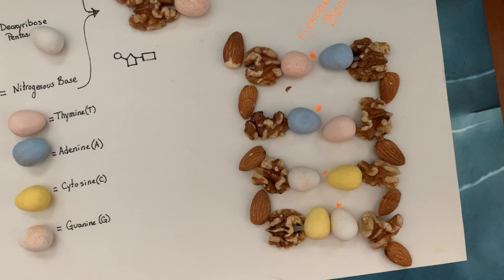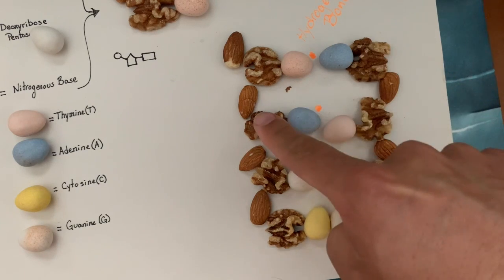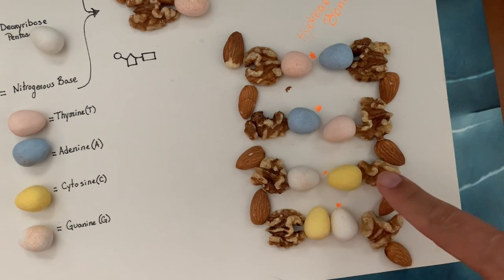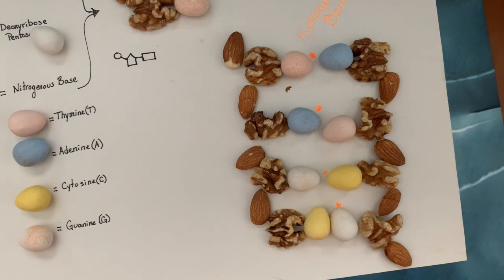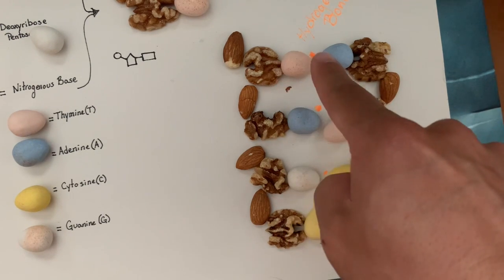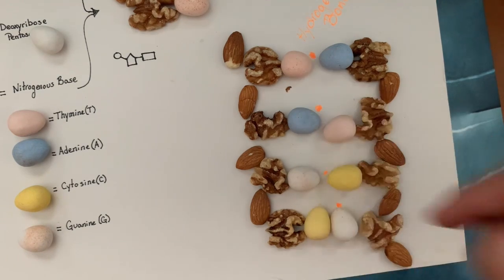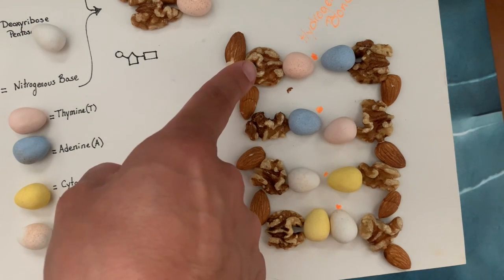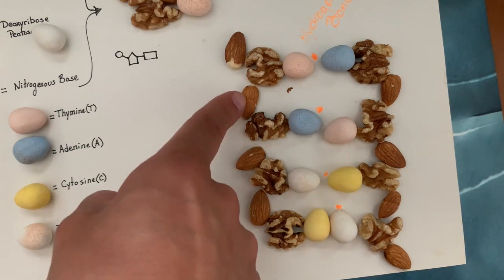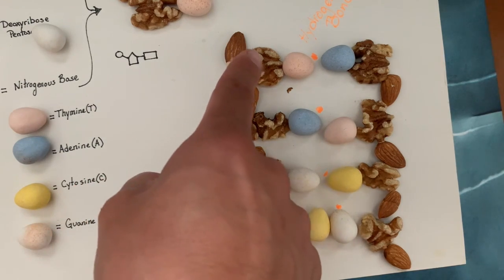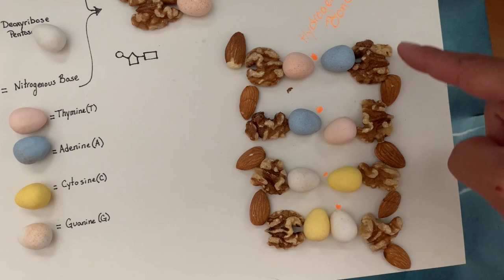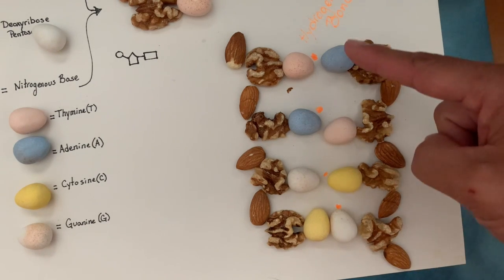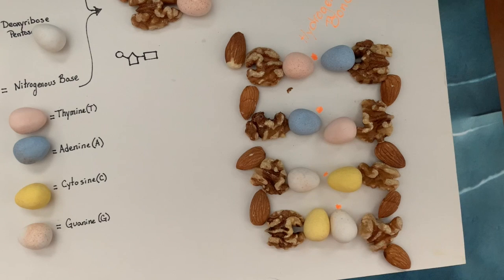So in this molecule, there are 8 nucleotides. So there's 1, 2, 3, 4, 5, 6, 7, 8. In between each nucleotide is a hydrogen bond bonding the 2 nitrogenous bases. Between each of the nucleotides on one side, there's a covalent bond from the phosphate to the sugar of the next one. So all the nuts on here are forming your sugar phosphate backbone. All the Cadbury mini eggs are going to be your nitrogenous bases. And that is your DNA molecule.